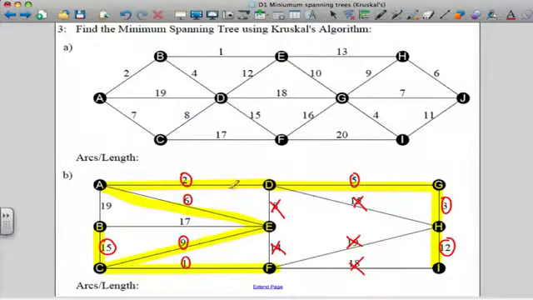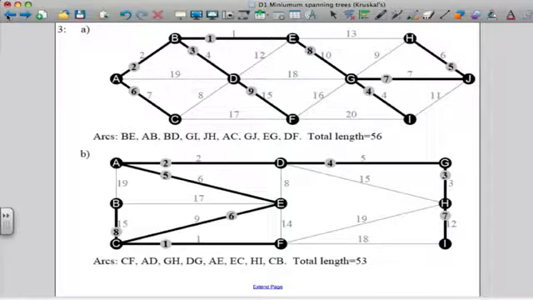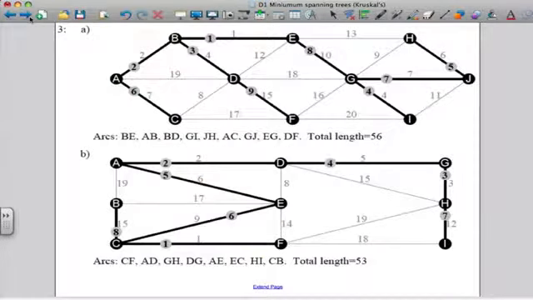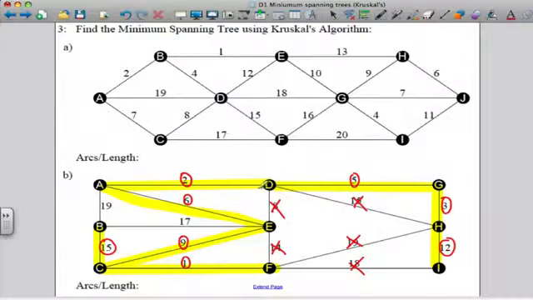So hopefully this explained to you how to get this answer here. Just looking, see if I got the same as a computer. Indeed I did. The total length of that minimal one there is actually 53, and the arcs are CF, AD, GH, DG, AE, EC, HI and CB. So that is how you would have got the answer to that one. Thank you for listening.